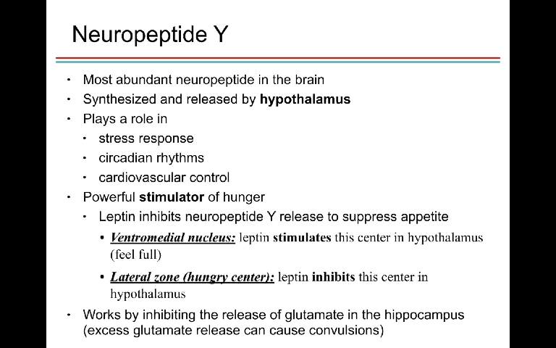Neuropeptide Y is the most common neuropeptide in the brain. It's synthesized and released in the hypothalamus. Remember, the hypothalamus is responsible for satiety and the sense of hunger. Neuropeptide Y is released from the hypothalamus and stimulates the sense of hunger.